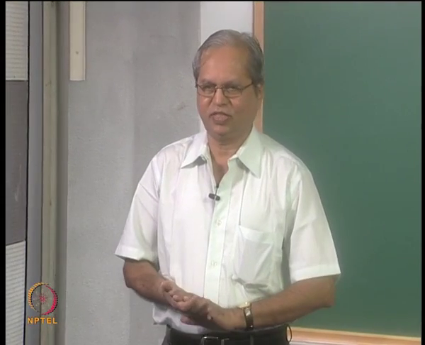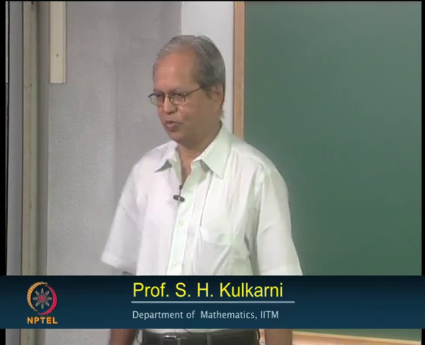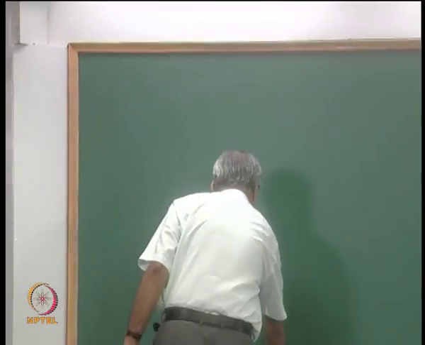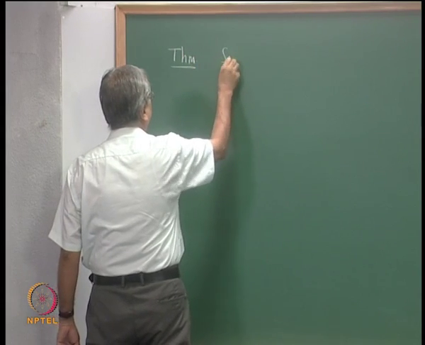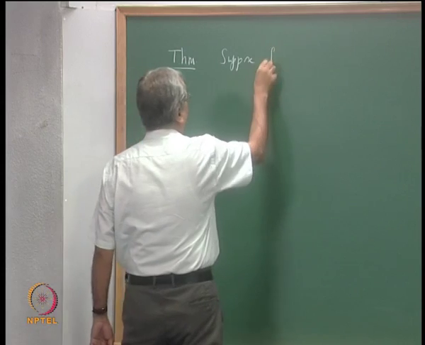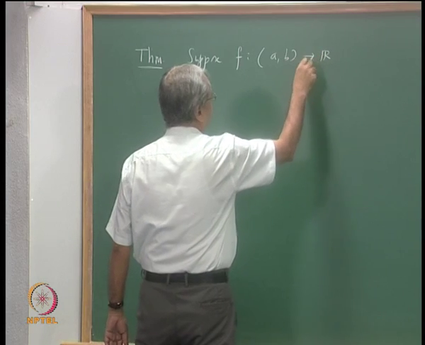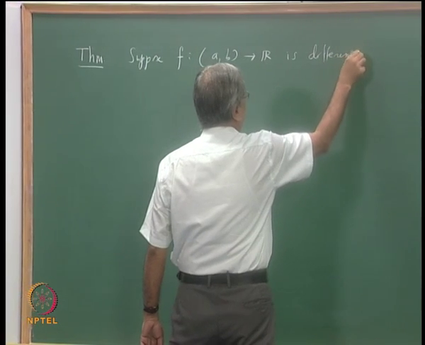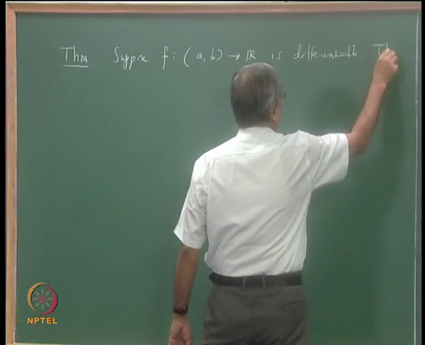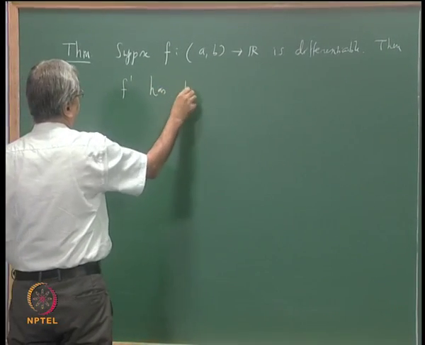Well, we recall the last theorem that we proved yesterday, namely that when a function is differentiable, its derivative has intermediate value property. Let us just recall that. So this is the theorem. Suppose f from [a, b] to R is differentiable, then f prime has intermediate value property.